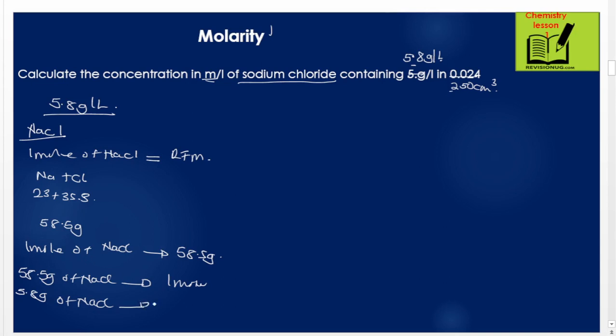Now this gives us 5.8 grams divided by 58.5 grams times 1 mole. Using the calculator, 5.8 divided by 58.5 is equal to 0.0986 moles. Now this is the molarity. So the molarity is 0.0986 capital M, or moles per liter.